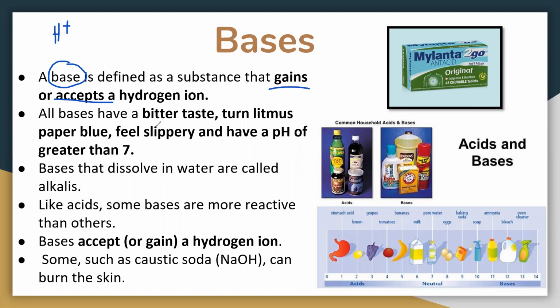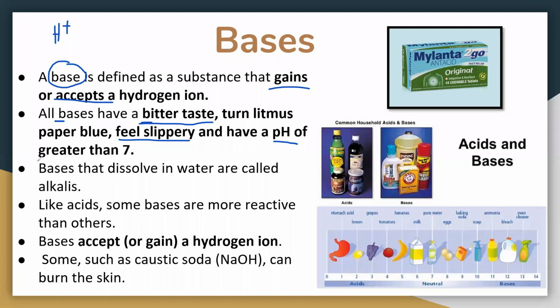Now bases tend to have a bitter taste as compared to the sour taste of acids. So just remember B for base, B for bitter. They tend to turn litmus paper blue. Again, we're not too focused on the litmus paper for now. They tend to feel slippery. If you've ever taken any product from your laundry, like dishwashing liquid, and come into contact with it, you'll notice that your hands start to feel a bit slimy and slippery, and that's because most bases are slippery or slimy in nature. That's their texture.